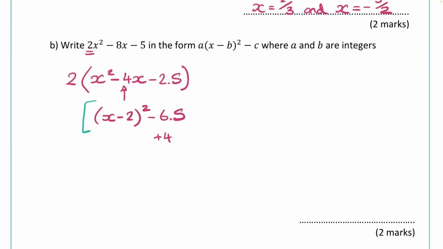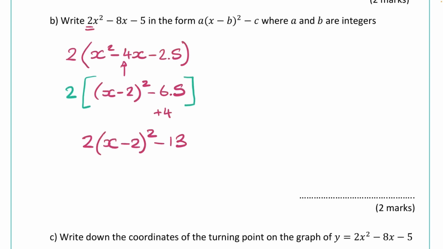So I put the whole thing in a big bracket. You can use a non-squared bracket if you like, but I need to multiply the 2 back in. So I need to multiply that whole bracket by 2, and that's really easy to do because you just put 2 in front of it. So 2 lots of x minus 2 squared, and I need to multiply the 6.5 by 2. Now it's going to stay negative. 6.5 times 2 on the calculator, 13. And there we go, I've now written it in that completed square form.